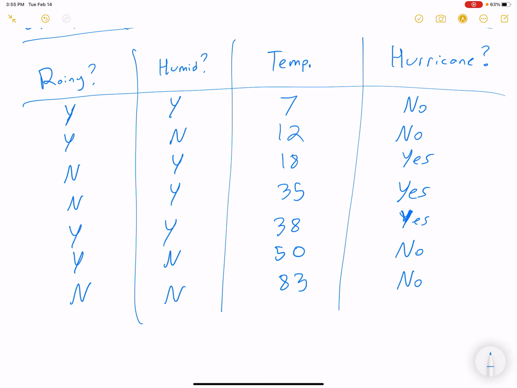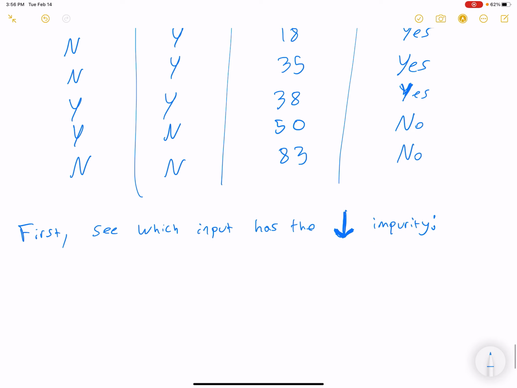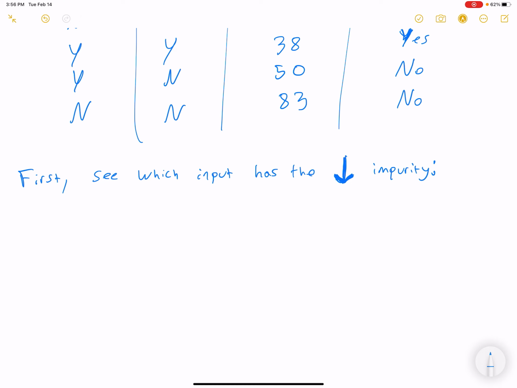So we're going to use the ID3 algorithm with Gini impurity as our splitting metric. So the first step, we want to see which input has the lowest impurity. So we're going to evaluate each of these one at a time, starting with rainy.